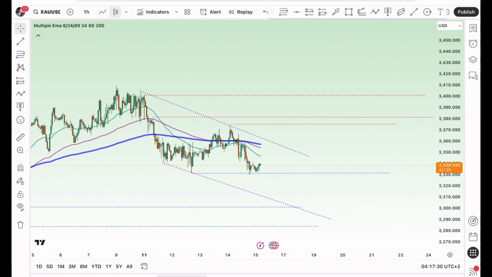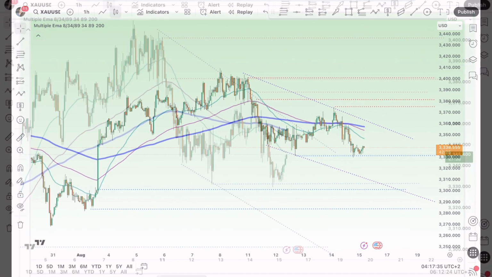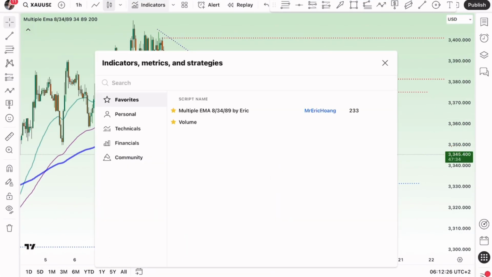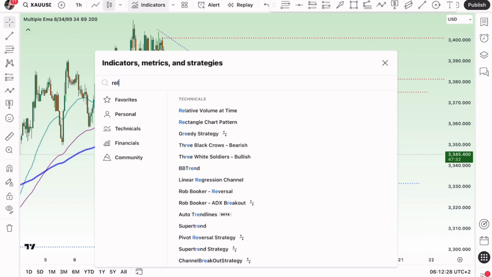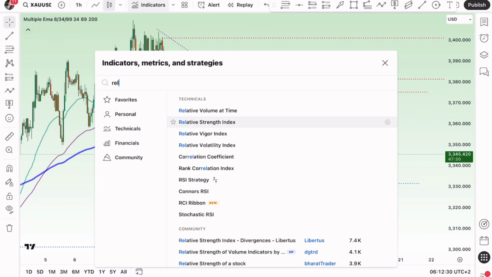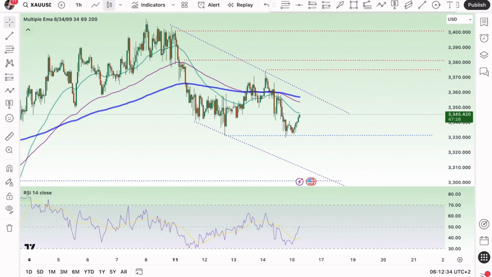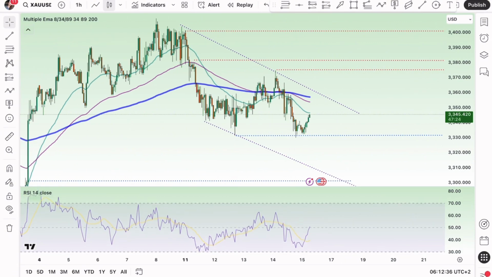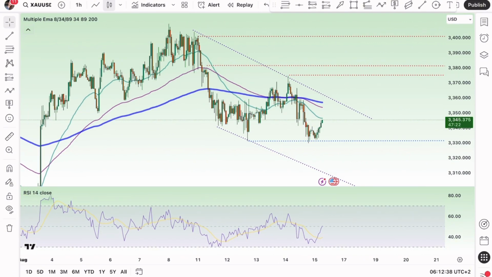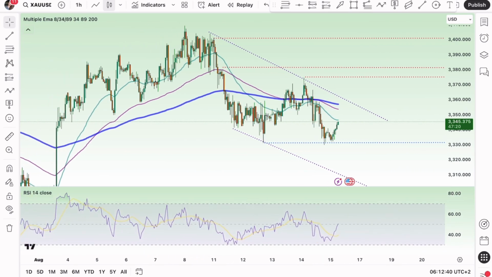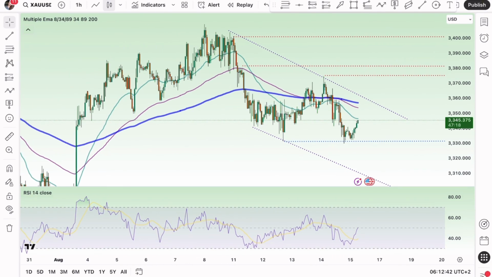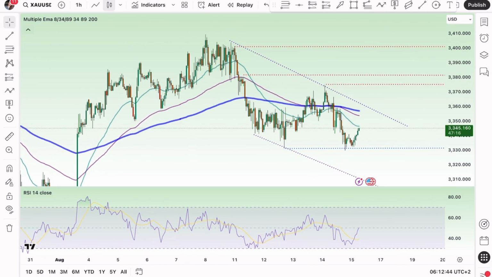What exactly is the Relative Strength Index? In simple terms, RSI is a momentum oscillator that measures the speed and change of price movements. It helps us understand the current market strength, whether buyers or sellers are dominating. RSI oscillates on a scale from 0 to 100. This level tells us about the strength of the trend.